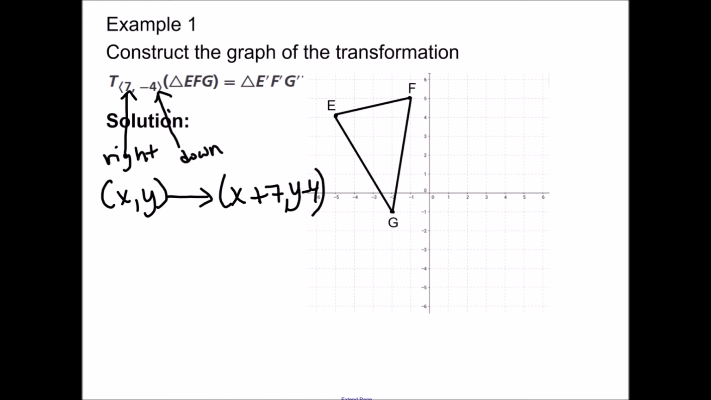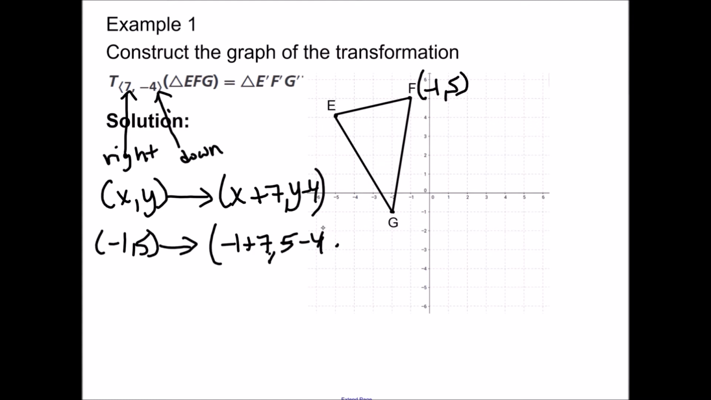So let's go ahead and do that. We're going to take each of these coordinates. The coordinates of F are -1 and 5. We're going to take each of those coordinates and follow the transformation rule. So we're adding 7 to the X coordinate and subtracting 4 from the Y coordinate. So we have here 5 minus 4. The final coordinate: -1 plus 7 is 6, and 5 minus 4 is 1. And so your new coordinate for F prime is (6, 1).